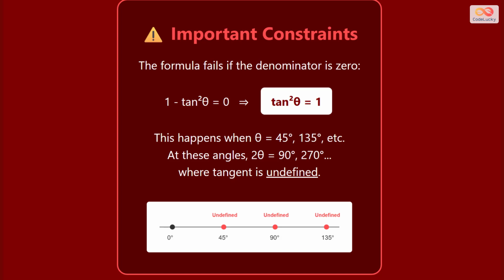It is important to keep in mind the constraints of this formula. The formula is undefined if the denominator is 0. This happens when tangent squared theta equals 1. Geometrically, this occurs at angles like 45 degrees or 135 degrees, where the tangent function is either 1 or negative 1. At these points, 2 theta would be 90 or 270 degrees, where the tangent function is undefined.